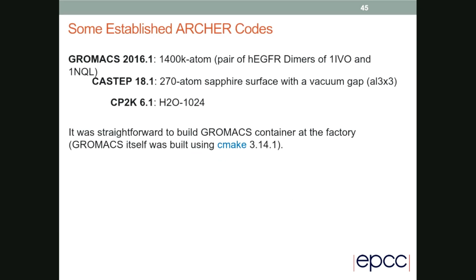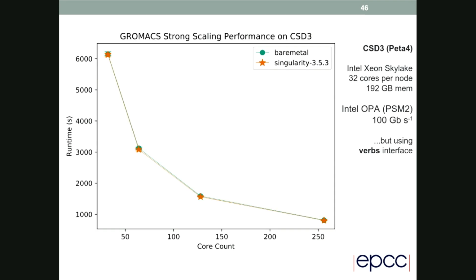Yeah, so it was fairly straightforward to build GROMACS within the container. It just required me to have CMake version 3.14. And then when I did that, I found that as with Ramses, the performance is fairly indistinguishable.